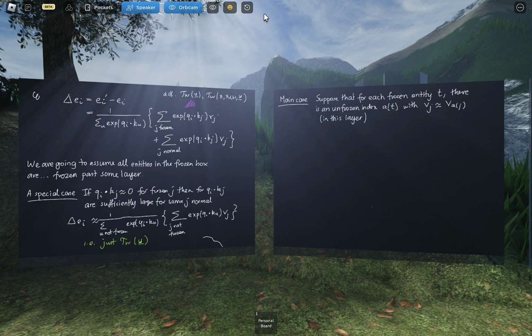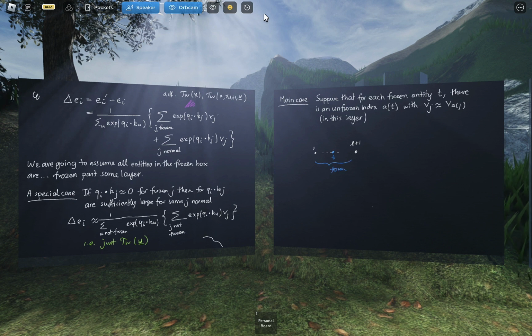Okay, so we're talking about a single layer of attention, right? So ei is being updated in some layer. Suppose in that layer, so in each layer there's different attention weights, suppose in that layer the value vector for the entity ei, how should I say this? So here's the frozen entities. Here's t, so these are frozen.